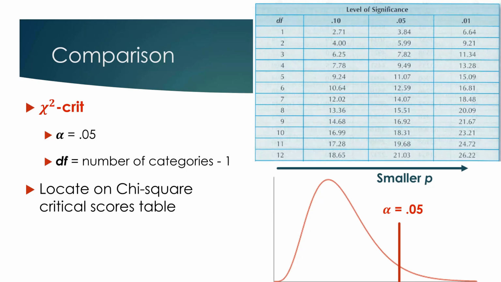Now, you find the crit score using the same process as you did with the test of independence. Alpha level is your column, your degrees of freedom is your row, find the intersection. Now, calculating degrees of freedom is different for the goodness of fit. Here, you just take the number of categories in your x variable minus 1. So if it was 10 categories minus 1, your DF would be 9.